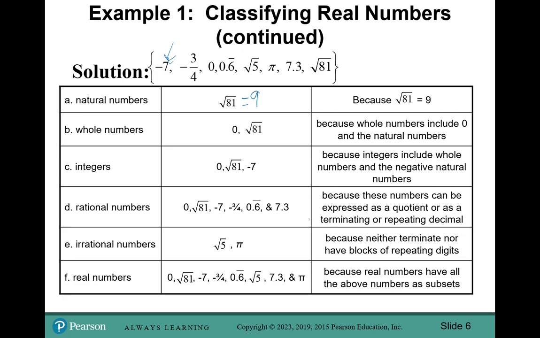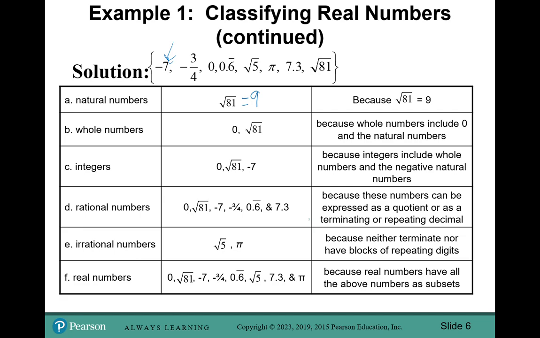Okay, the square root of 5 is not a perfect square and therefore is irrational. Pi is not a terminating or repeating decimal, therefore it is irrational. Okay, make sure you say that right. You can easily confuse rational and irrational. Irrational numbers are square roots that aren't perfect square roots, and decimals that aren't terminating or repeating.